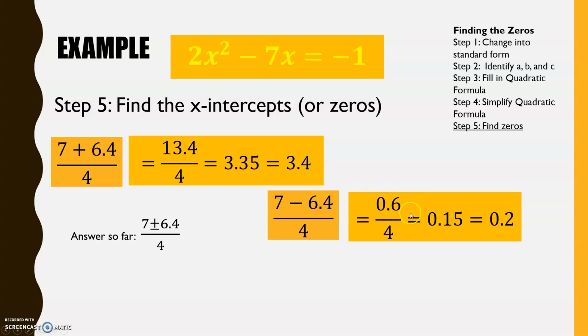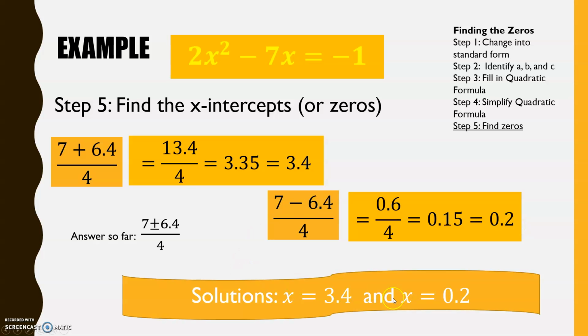And then on this one, we do the subtraction on top, 7 minus 6.4. So notice it's the same expression, just there's a plus here and a minus there. So 7 minus 6.4 is 0.6. And divide that by 4, you get 0.15, or rounded, you get 0.2. So those are our 2 approximate solutions for our quadratic.